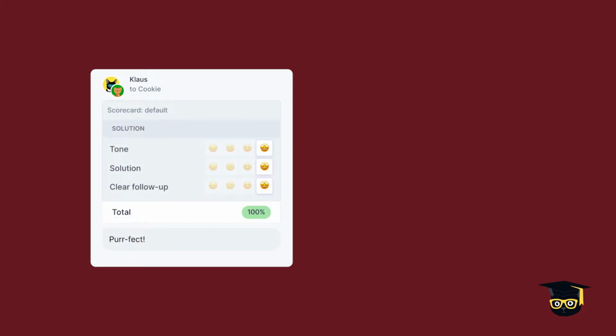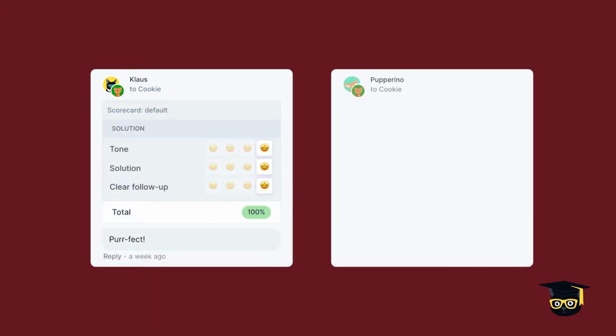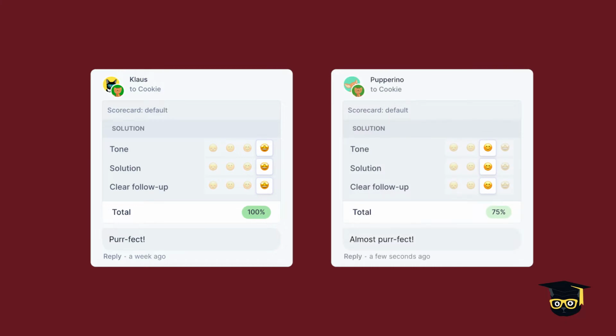Having consistent and fair grading is crucial, especially from your support rep's point of view. There is nothing worse than being told you are doing well one week by one reviewer, and then being told it's not good enough the next week by a different reviewer for virtually the exact same conversation.